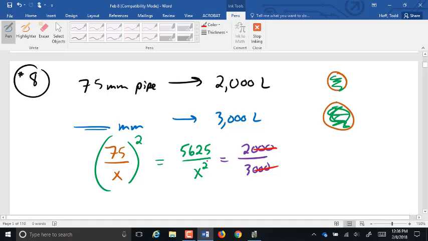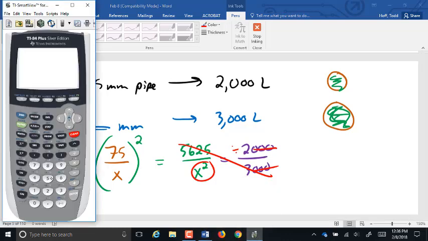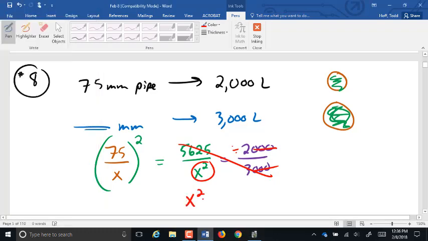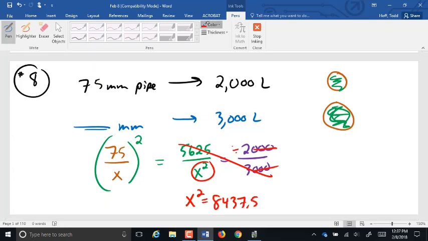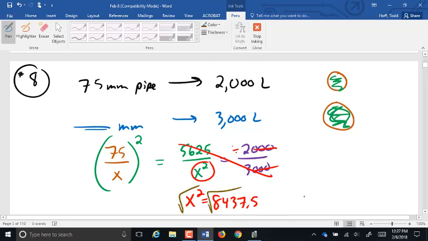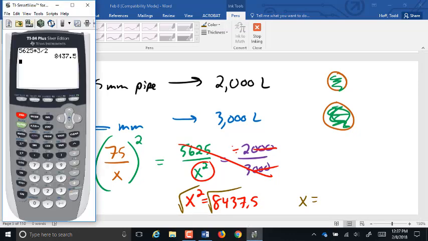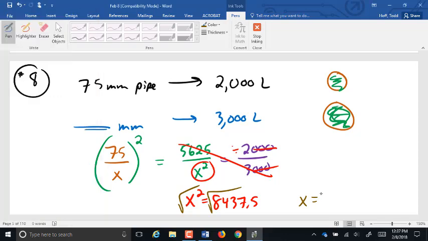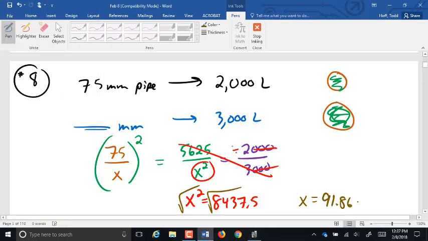So we're going to solve for X squared here. We are going to just cross multiply and divide. So 5625 times 3 divided by 2 gives us 8437.5. So X squared equals 8437.5. What do we still have to do? Square root. So X equals the square root of that. Second square root, second answer. 91.86 millimeters. So we'd probably do a 92 millimeter pipe.